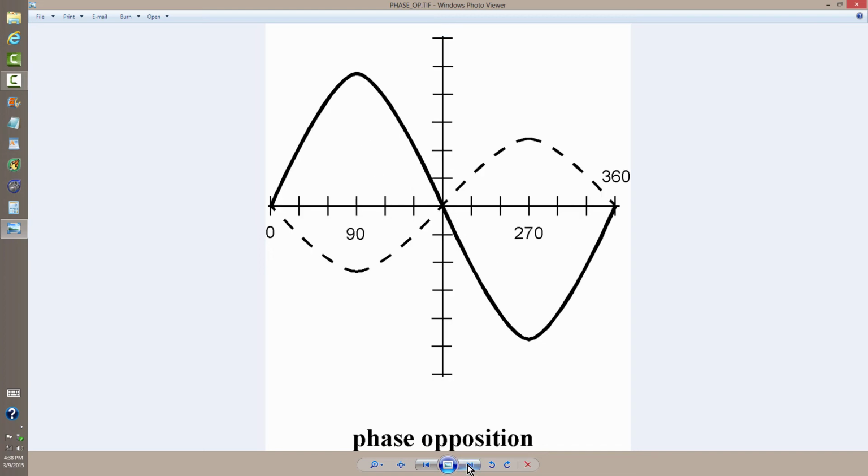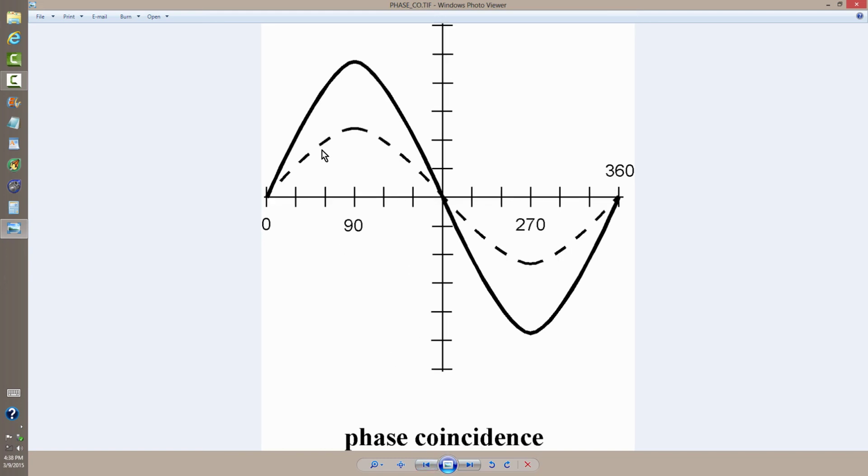Phase opposition, one wave is exactly upside down with respect to the other one. At every point on the cycle, you have an equal distance, or I should say the positive and negative points coincide with each other in exact opposition, whereas here they coincide with each other in exact agreement. Do I make myself clear, or have I only confused you more?